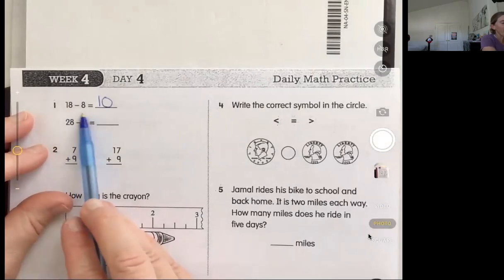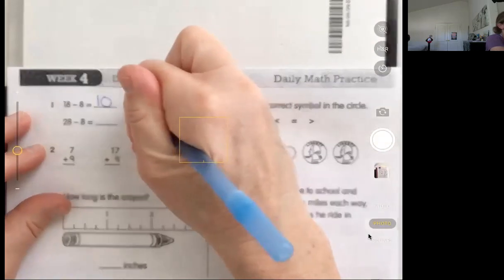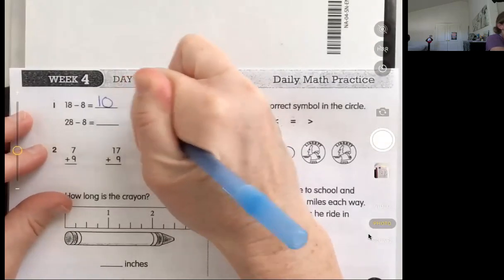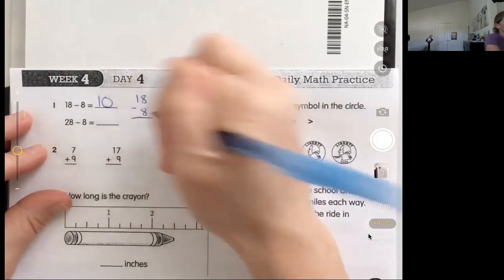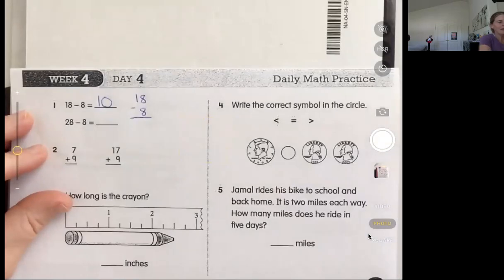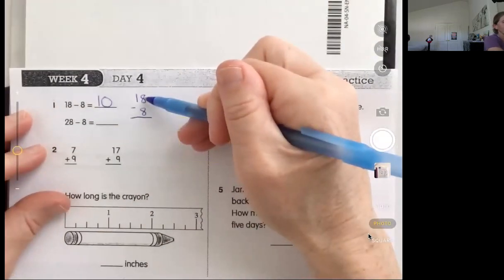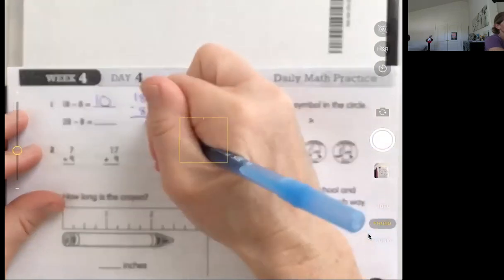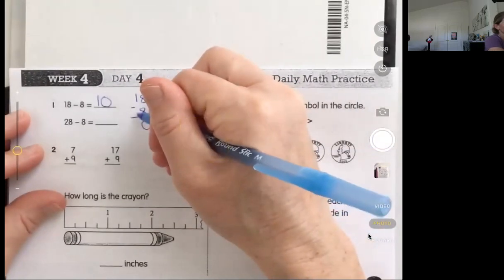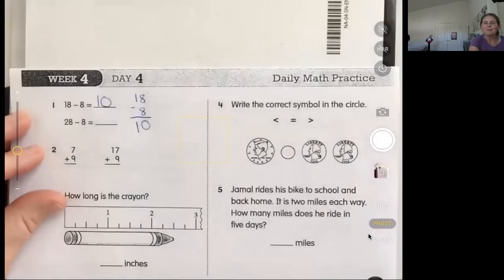I can rewrite this horizontal equation vertically, up and down. That's what vertical means. I can start in the ones place. 8 minus 8 is 0. 1 minus 0 is 1. That gets me to 10.